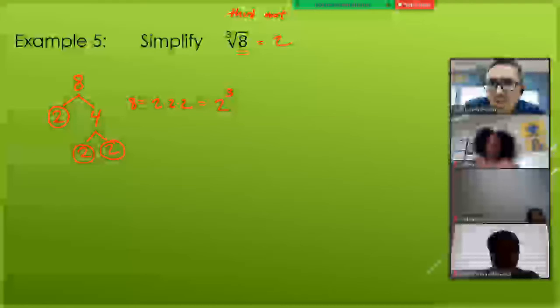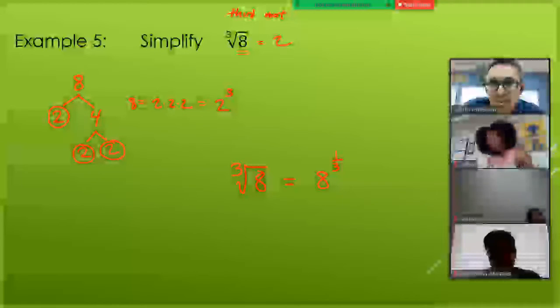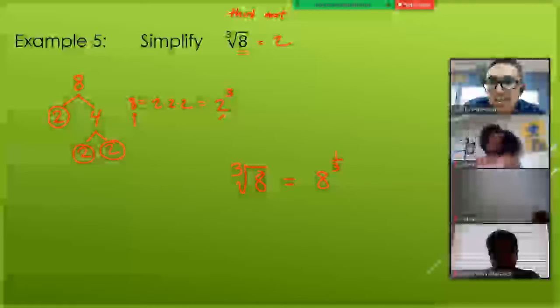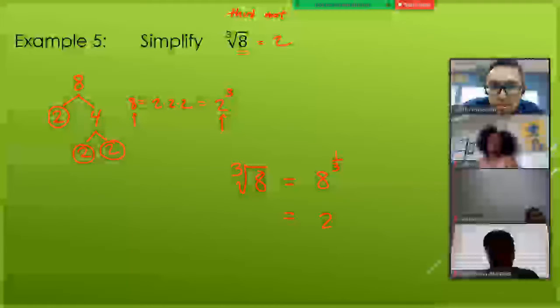So back to our actual problem. It was the 3rd root of 8. So I'm going to convert this problem into power form. So this is 8 to the 1/3. Now, we've done that side work with our factor tree, right? And I figured out that 8 is actually equal to 2 to the 3rd. So watch, we're going to substitute in 2 to the 3rd for our 8 in the actual problem below. So 2 to the 3rd to the 1/3 power. I switched out 8 with 2 to the 3rd.